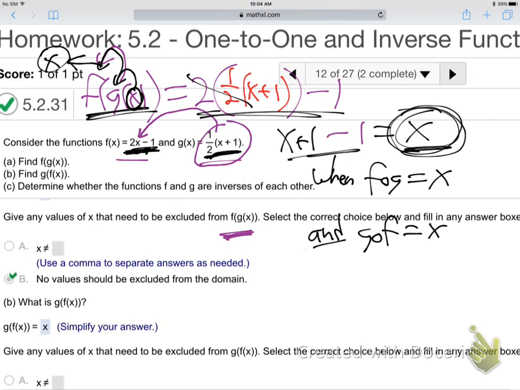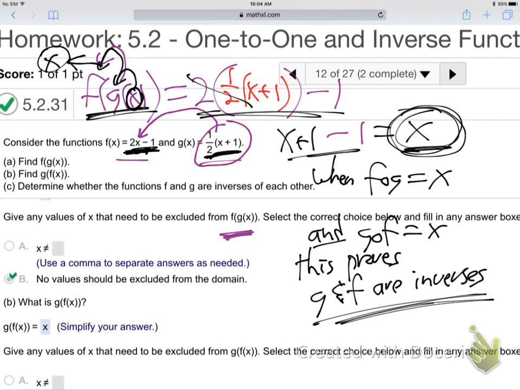When that happens, this proves g and f are inverses. That's how you prove two functions are actually doing the opposite of each other. If you run an x through both of them and it comes back the way it started, the second one must have undone whatever the first one did, because it's back the way it started. They're inverses. So that's what they're going after on this question. They're wanting you to plug it, run it through both, and see it just equals x.